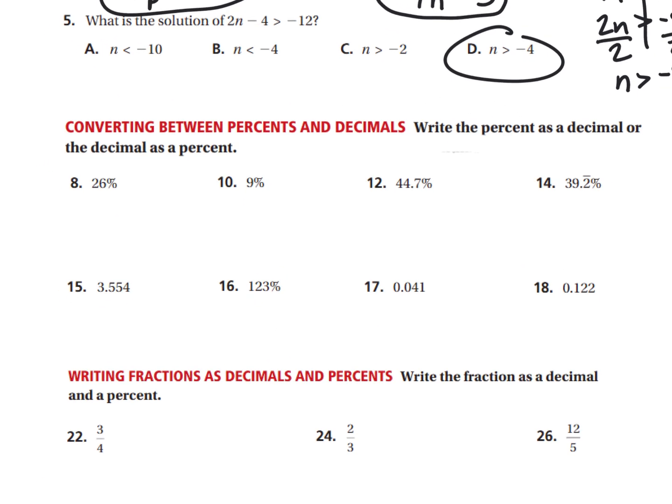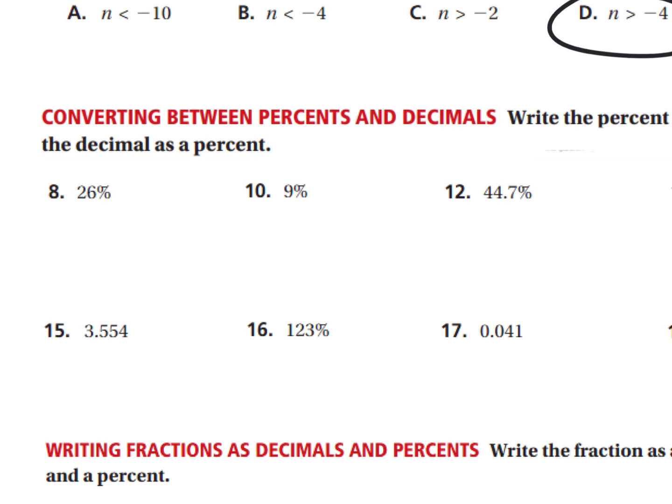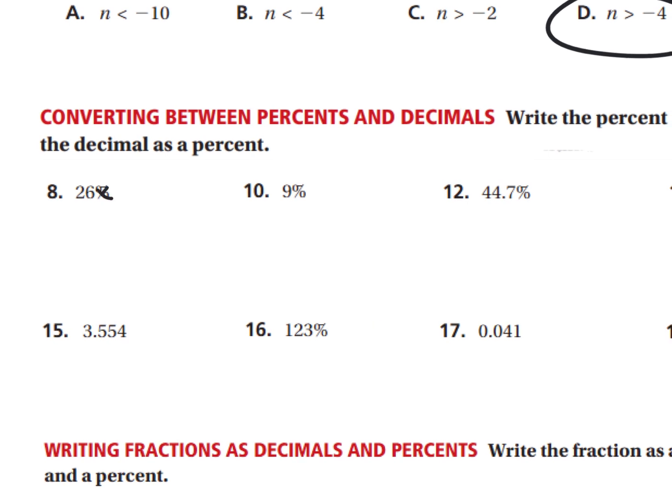Alright, here's a whole bunch of converting between percents and decimals, or decimals and percents. Right? So if we see a percent sign right away, we probably should end up at a decimal. If we don't see a percent sign, we're going to want one in our answer. So here I'm starting at a percent. Again, we cross out the percent sign. Our decimal point moves 2 to the left, and I get 0.26.